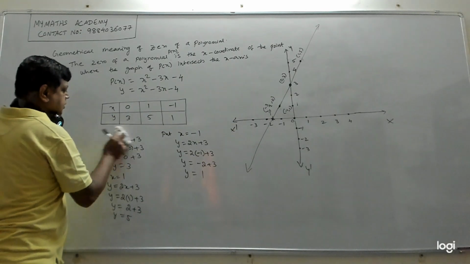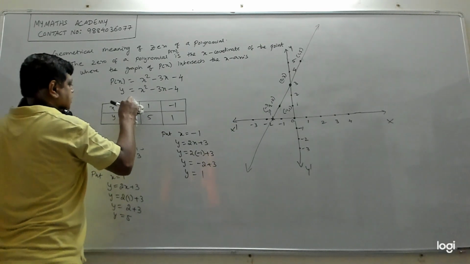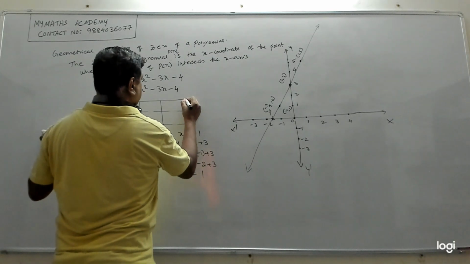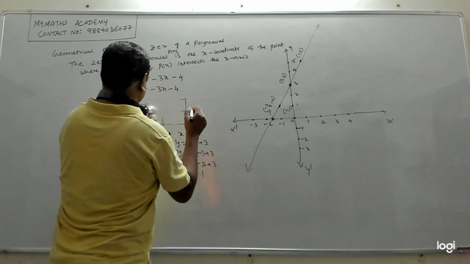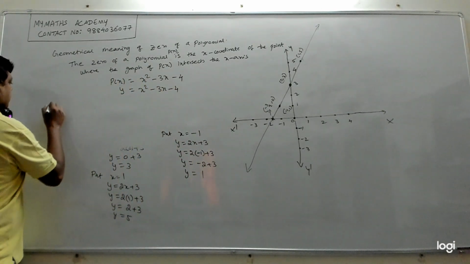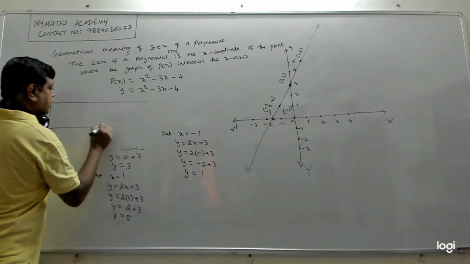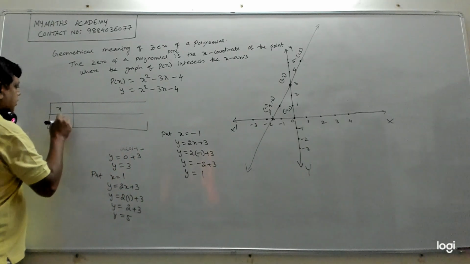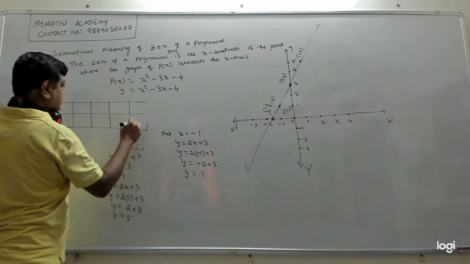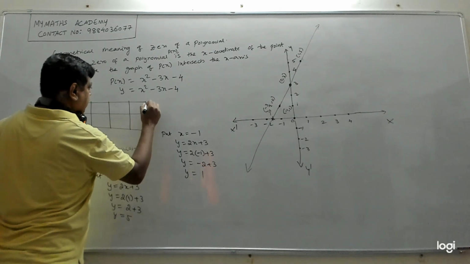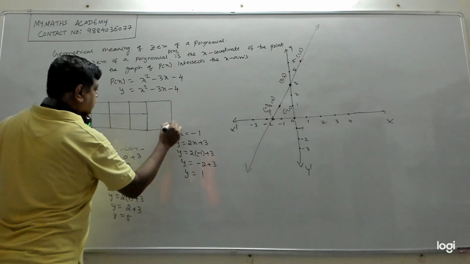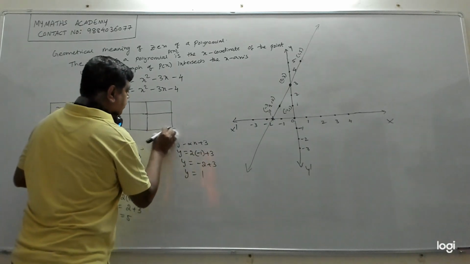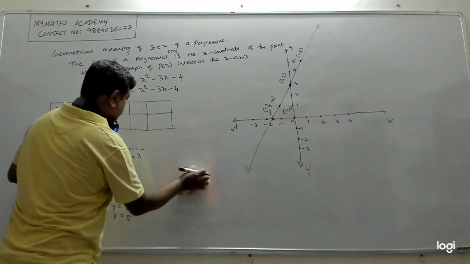So let me erase this. Now I'll put some more tables. Let me start from here so that if required, I can extend this. Right, so x, y. 2, 3, 4, 5 is definitely needed. If you need some more, we'll extend the box. Now we'll put different values of x and find different values for y.